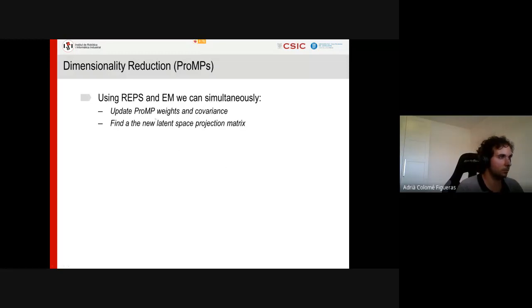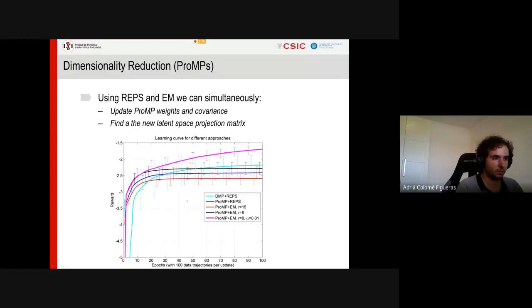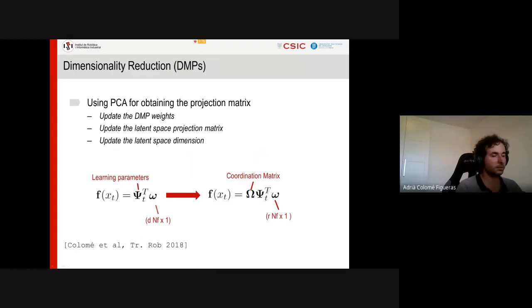Using REPS, we can update the weights and covariance and find a new latent space projection matrix. Here are some plots of results where the pink one can outperform the other methods. Moving on, we can also apply this kind of method to dynamic movement primitives. In this case, for example, we use principal component analysis. I hope that you all know about principal component analysis.